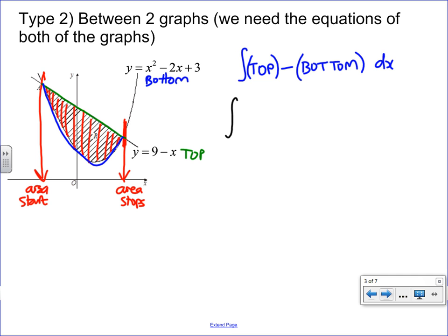Okay, so this is how it works. We integrate, and the top one is x squared minus 2x plus 3. No, it isn't, thank you. It looks like the bigger equation. It looks like it's at the top because it's written at the top of the page, and it's been really silly. So, the top one is 9 minus x, and the bottom one is x squared minus 2x plus 3. And I'm starting my area at, oh, where am I starting my area?